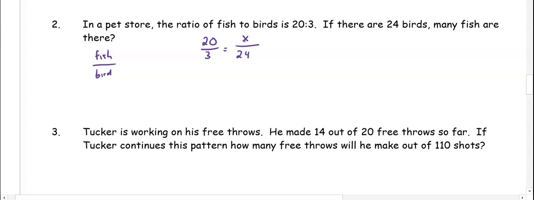So x is going to be on the top. So now we cross multiply. So 3x equals 20 times 24. So we get 3x equals 480. When we divide by 3, x is 160 fish.